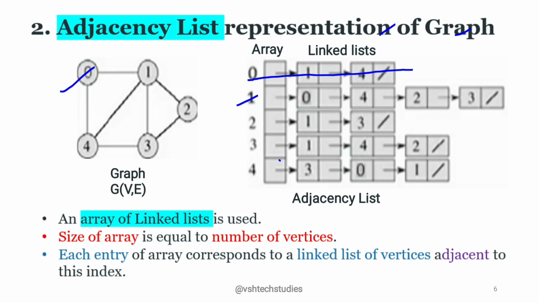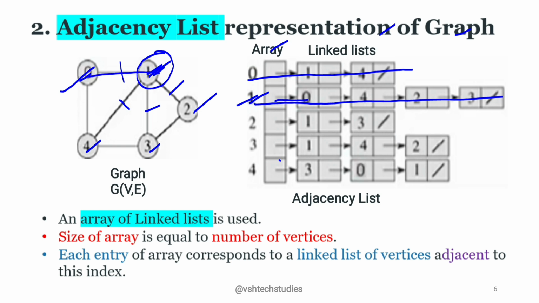Next, vertex 1, if you take vertex 1, 2 is adjacent to 1 because it is connected, 3 is adjacent to 1 because it is connected through an edge, 4 is adjacent to 1 because it is connected through an edge, 0 is also adjacent to 1 because it is connected to 1. So in this list, how many elements will be there? 4. So this array with index 1, because vertex 1 we are talking, so this is connected to 0, so 0, then 4 also, so 4, then it is connected to 2, then 3.